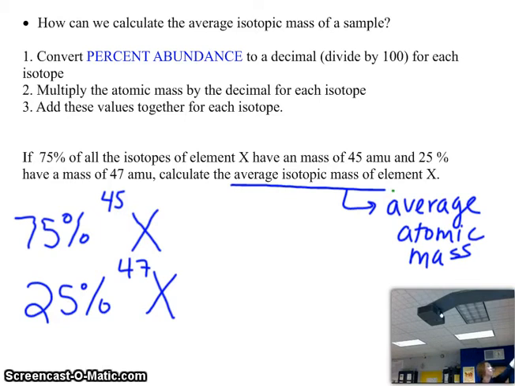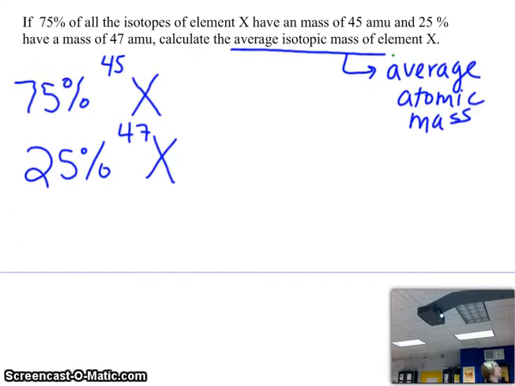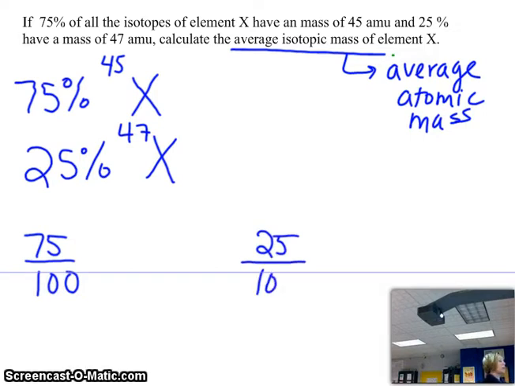Step 1, convert the percent to a decimal by dividing by 100 for each isotope. So for the first isotope, it's 75%. I take it and divide by 100. The second isotope is 25%. I convert it to a decimal by dividing by 100.